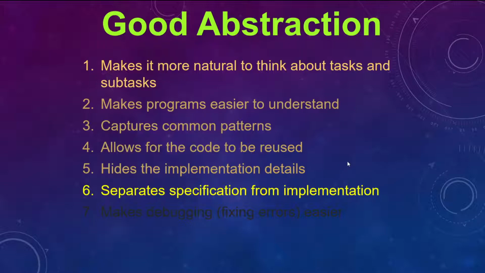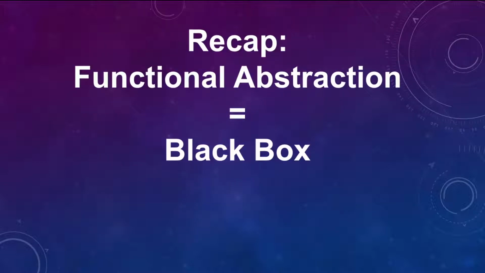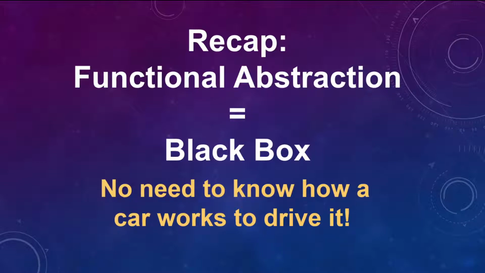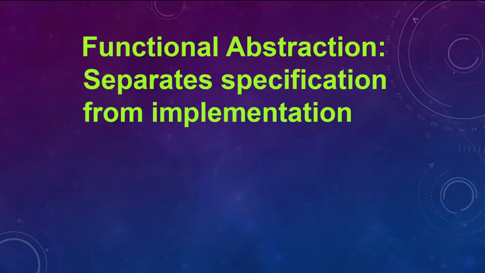Next, it separates specification from implementation. It's similar to just now. Remember we mentioned in 3a that functional abstraction is a black box. So you don't need to know how a car works to drive it. What this means is that if I have a function called car, you just need to drive the car. You don't have to know how the car works, or what's going on inside the car. You just need to know that you use the car to get from point A to point B.